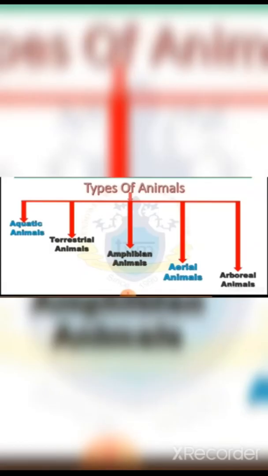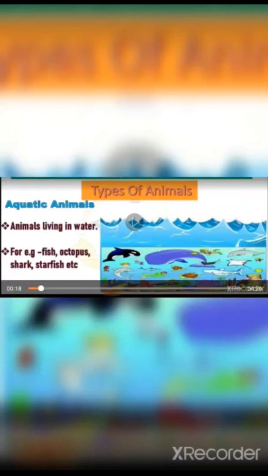When we talk about the uses of animals, before that we'll see the types of animals. Animals are divided as per their living in different parts. First is aquatic animals. Second is terrestrial animals. Third is amphibian animals. Fourth is aerial animals. And the last is arboreal animals. Now we'll see in detail.